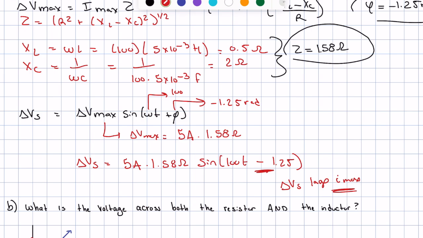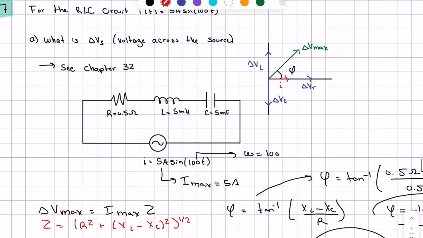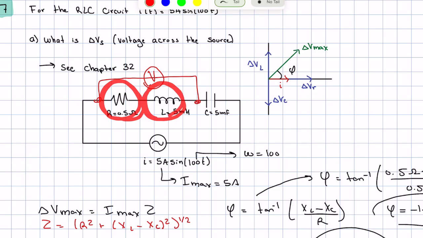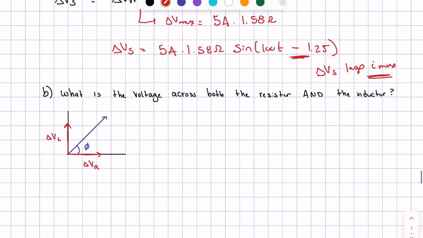But that's about it. So in B, you're asked, what is the voltage across both the resistor and the inductor? You're essentially going to do the exact same thing you just did, and then just take out the capacitance. So here, it's like we have a voltmeter attached here. And so we're only considering the potential drop of this and the potential drop of this, not the capacitance. So what I mean by that is, well, it's going to be similar.